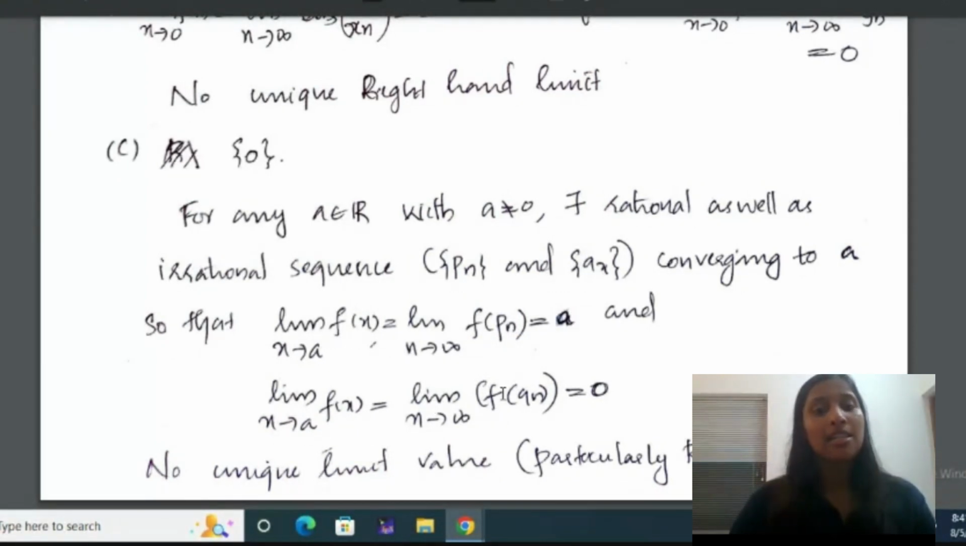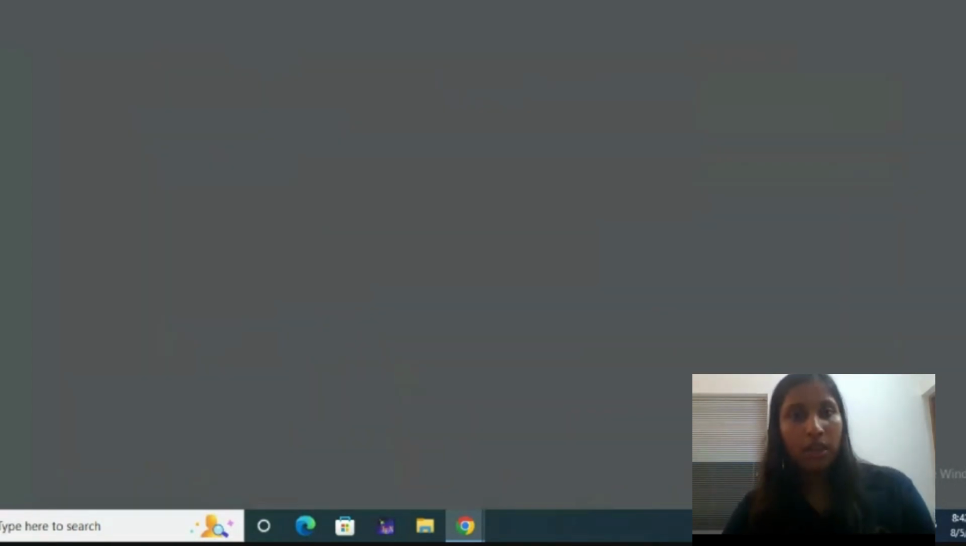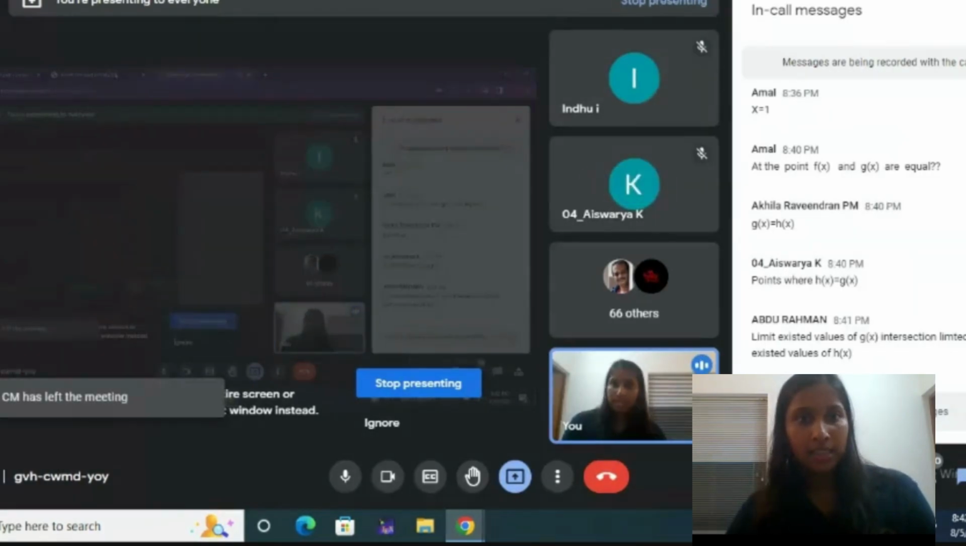The next is the irrational sequence. So here f of Qn. At irrational numbers the function definition is 0, so it will be 0. So at non-zero values the limit does not exist. But at 0, if a equal to 0, this value will be 0. Since this function definition and this function definition are equal at 0, we can say that the limit exists at 0.